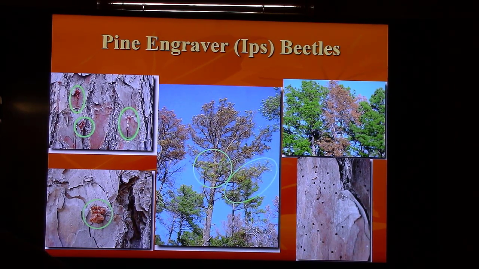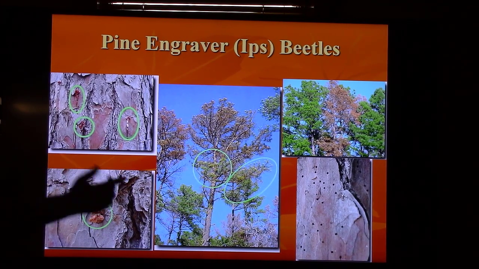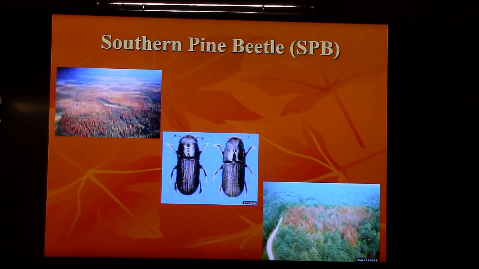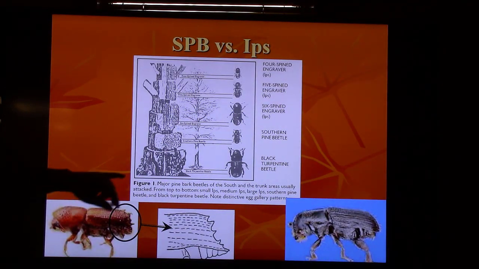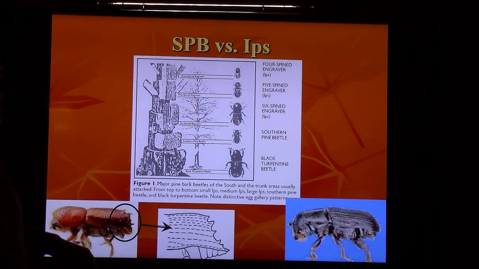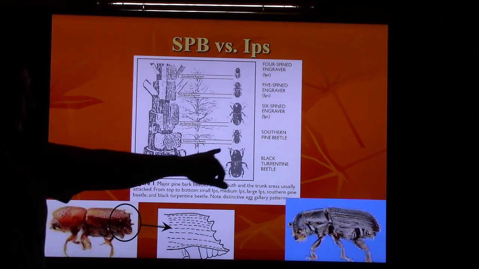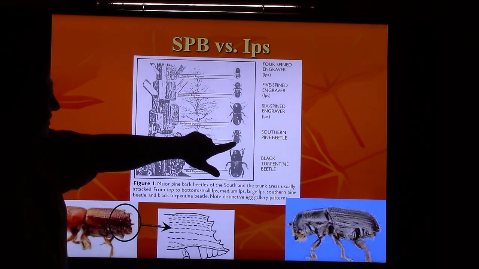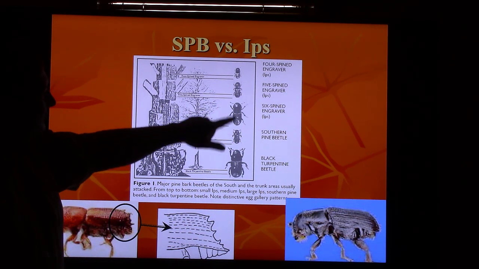So the engraver beetles. And Joe probably took these pictures though. The engraver beetles, can you do anything about them? Do they spread out of the trees? Tell me about them. Okay, so the engraver beetles, the Ips beetles, there's several different kinds. There's the 4, 5, 6 spine engraver beetles, and so here's the southern pine bark beetle. You can see the 4 spine is about the same size as the southern pine beetle, and then they get bigger.